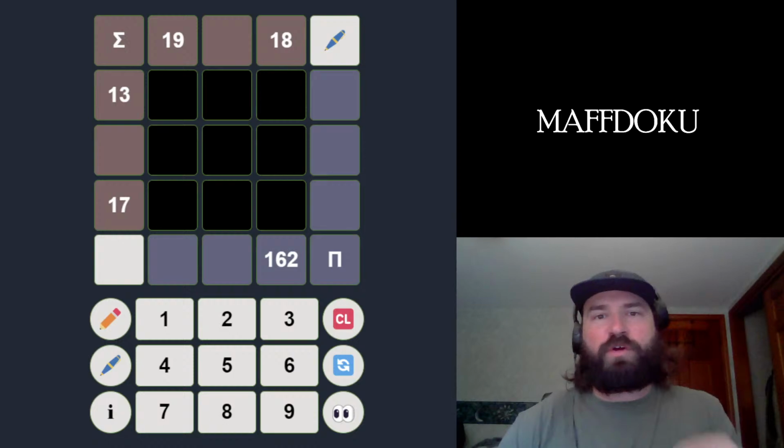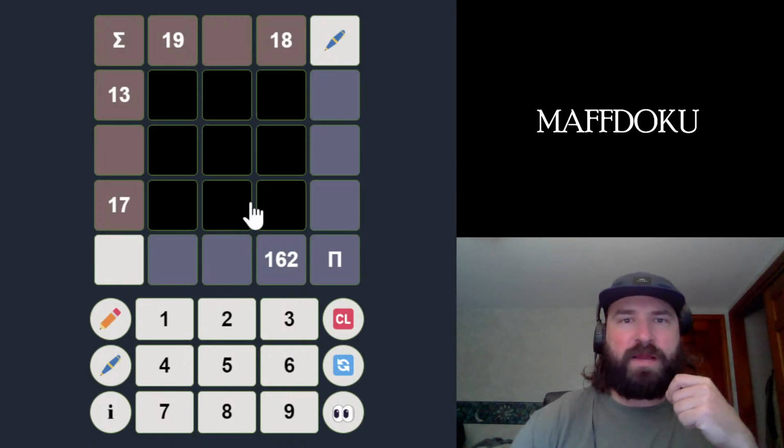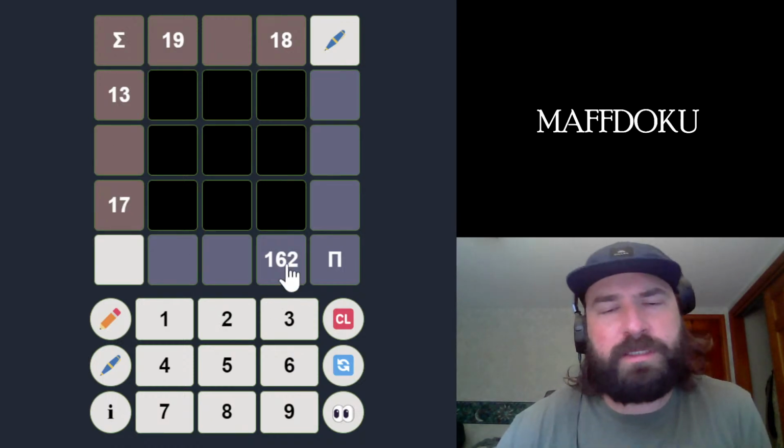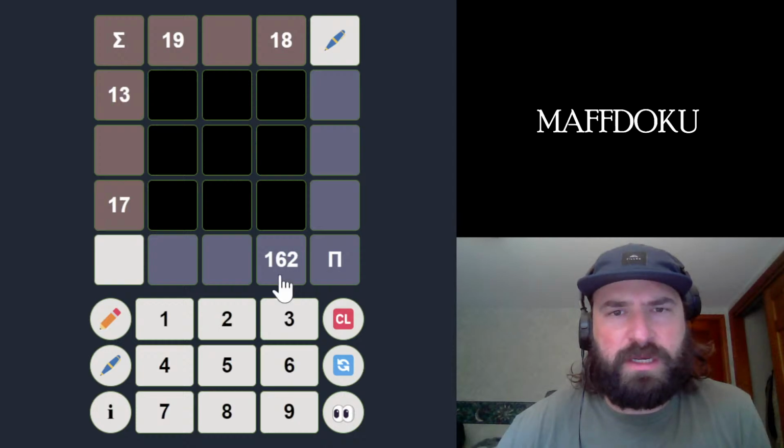All right, let's smash a math Doku. We got to put the numbers 1 through 9 in these black boxes. Purple clues are products, brown clues are sums. We only have one product today. I think 162 is kind of nice, though. I think there's a 7 involved there.